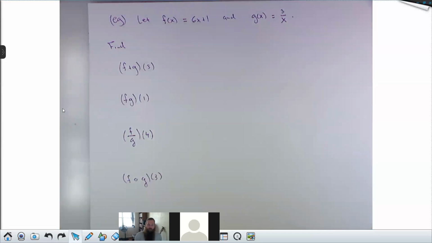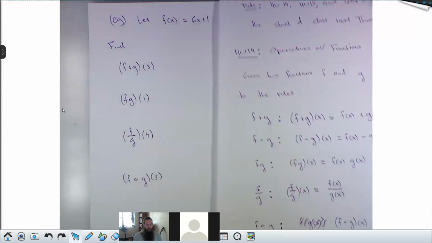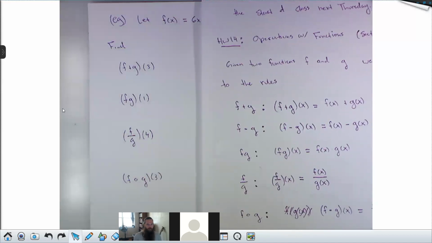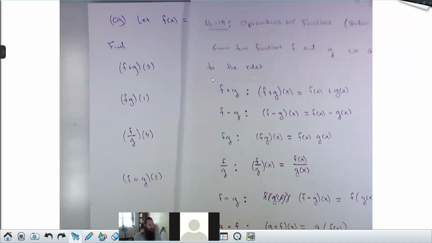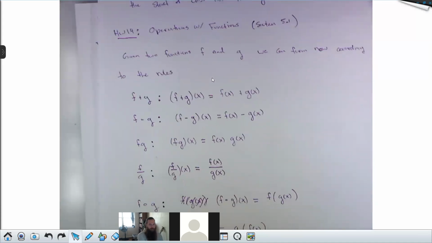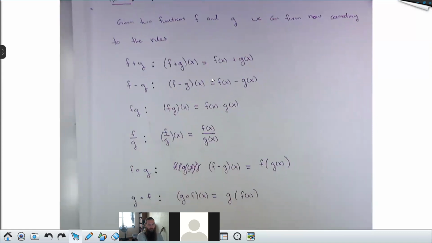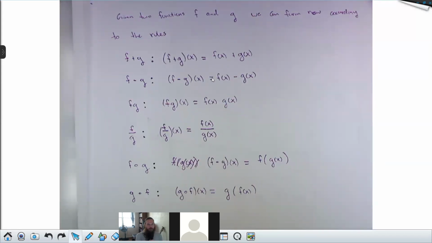So one of the things students often ask me when it comes to this section is, how do I even get started? I know what these things are, but I don't know what to do. And the trick is to just trust the definition. Trust the definition and then follow your nose. If I want to find f plus g of 3, make sure you have these definitions in your notes. You can take a screen capture if you want, but it's really important you get these definitions nice and clear in your notes. We're going to refer to them a lot today.